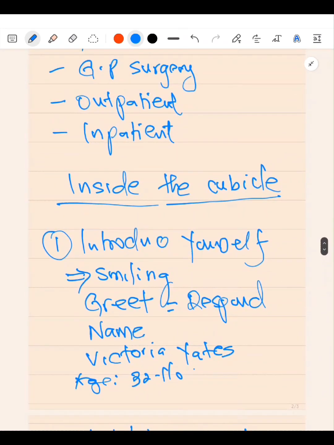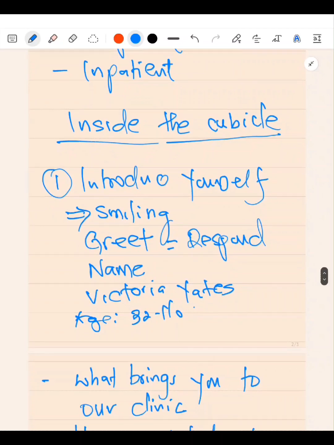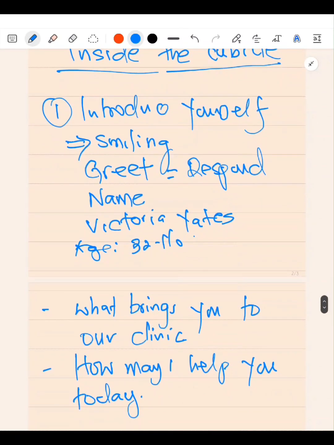Remember, introduction is very, very important. How you start your station determines whether you are going to pass the station or you are going to fail. So in summary, what have you said? Introduce yourself. Enter the room while smiling. Greet the patient. Hello. Give them time to respond. Hello. My name is Dr. Alusiola Emmanuel. I am one of the junior doctors working in this accident and emergency.